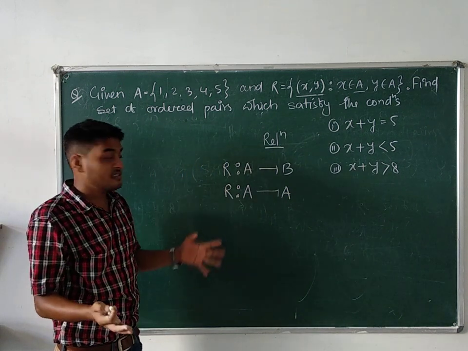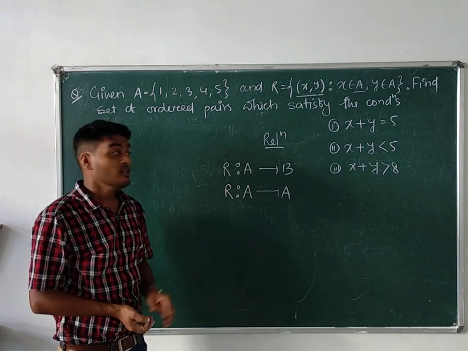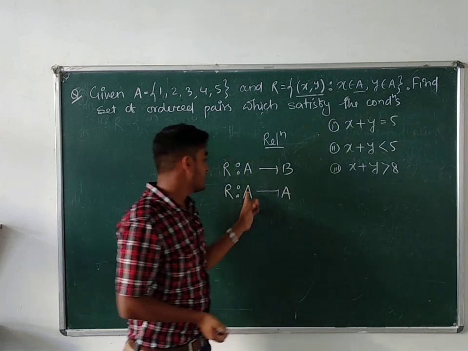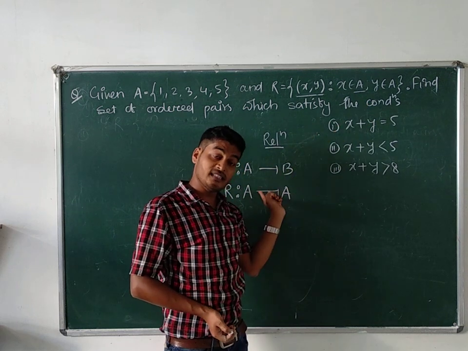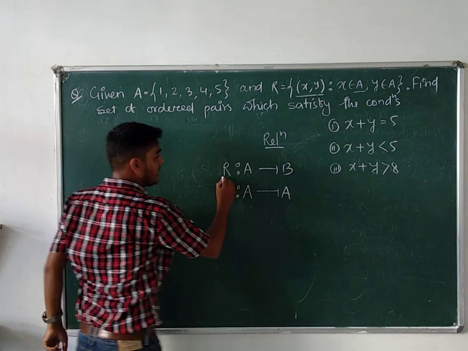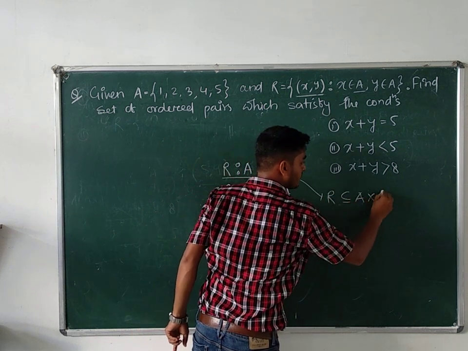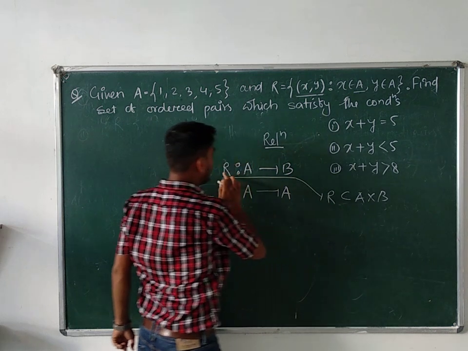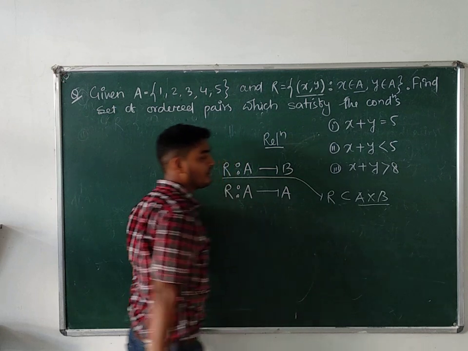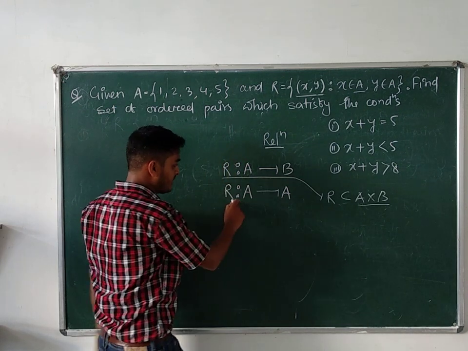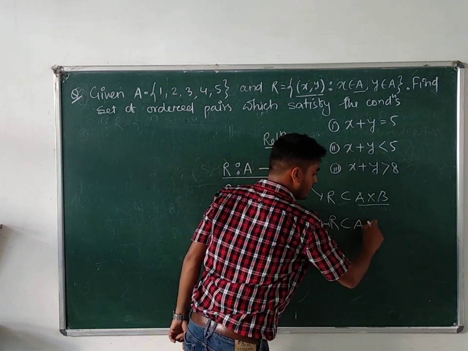And according to the relation defined, from the observation, x belongs to A. That means the first set is A. And the second elements belong to the set A, which means the second set is also A. So in general, when R is a relation from A to A, this implies R is a subset of A cross A. If R is a relation from A to B, it means R is a subset of A cross B. In the same way, R is a relation from A to A means R is a subset of A cross A.